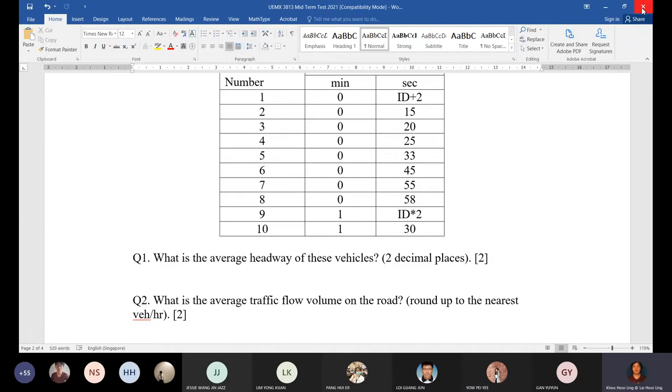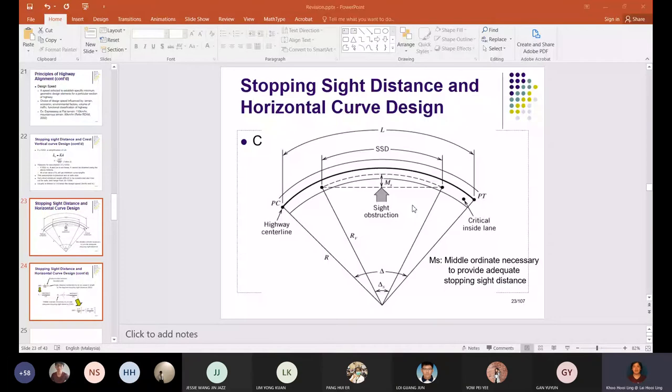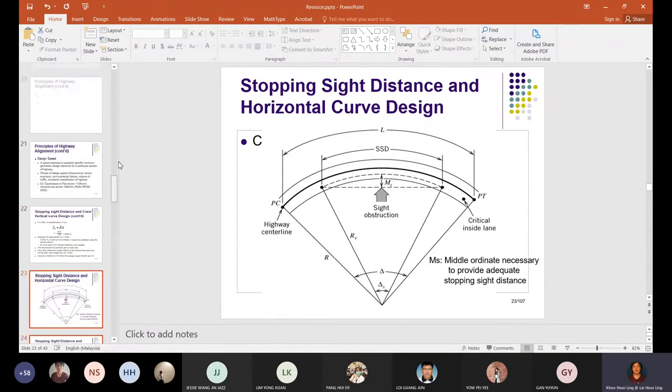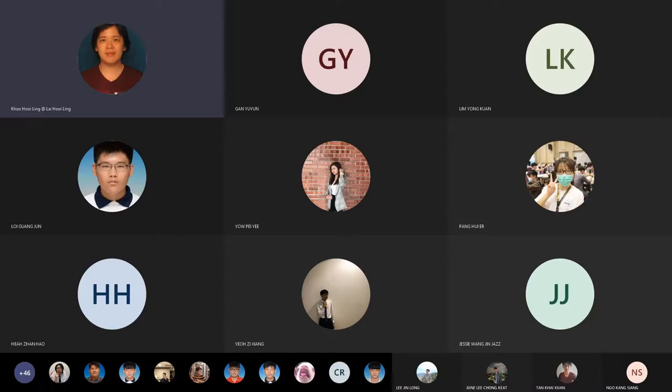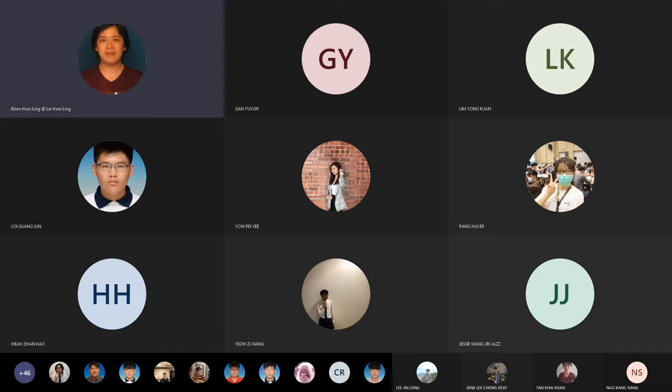Next one is, now we can start our revision. So let us look at the revision. Where is it? Okay, it's here. All right, so this is our revision today. So we look at here.